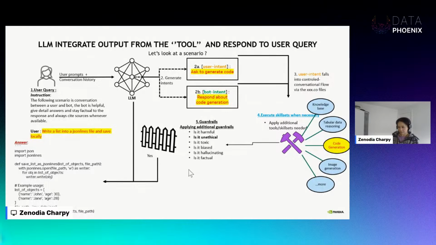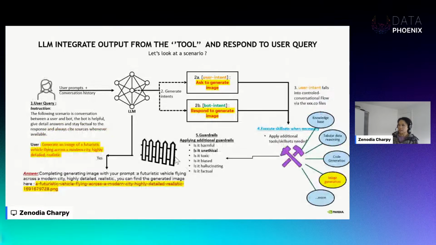Last but not least, remember we talk about borrowing diffusion models' capability. So here you say, generate an image of a futuristic vehicle flying across the modern city, highly detailed, realistic. The intent extracted this time is to generate an image. It will activate the conversational flow and borrow the tools of image generation.